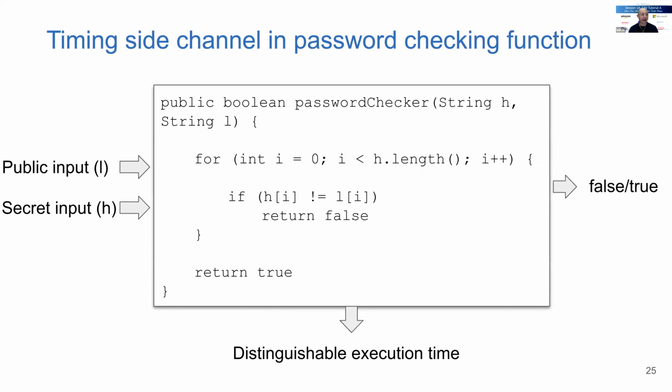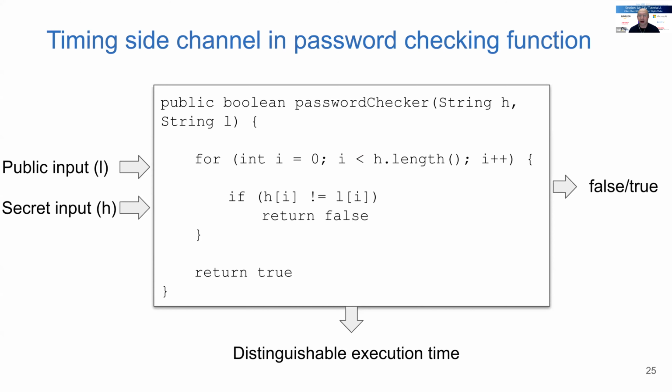And here is a running example that I'm going to use. This is a password checker. Now there's a little bit more detailed implementation. It takes two string inputs. High is the secret password. Low is the input that the user entered. If the low input matches the high input, then we return true, saying that we will grant access. If it doesn't match, then this function returns false.